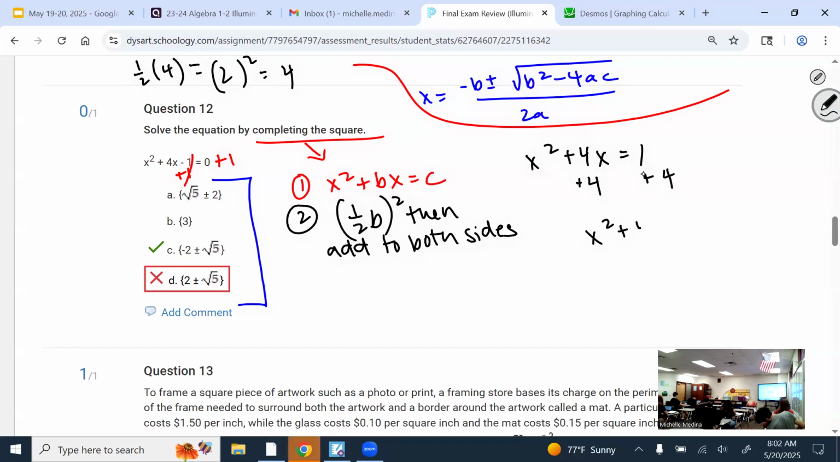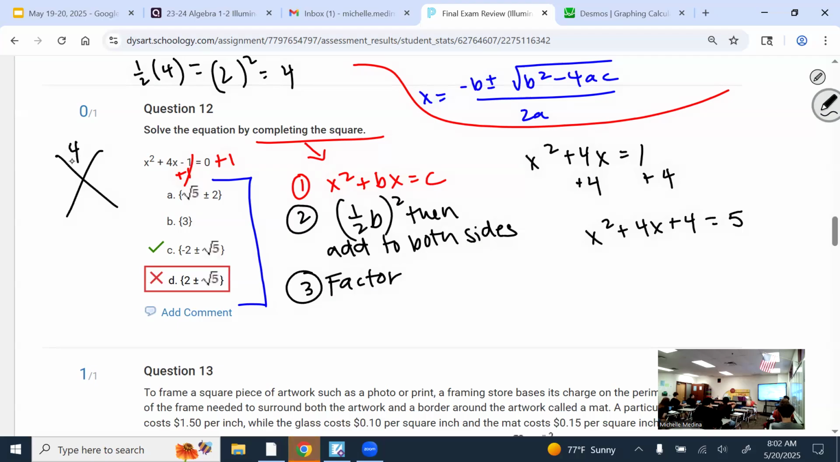So this is me adding it to both sides. I get x squared plus 4x plus 4. On the right side, this is usually where people make mistakes. They forget to do this part. 1 plus 4 is 5. What is step 3 for completing the square? Factor. So on the left side, you should now have a perfect square trinomial.